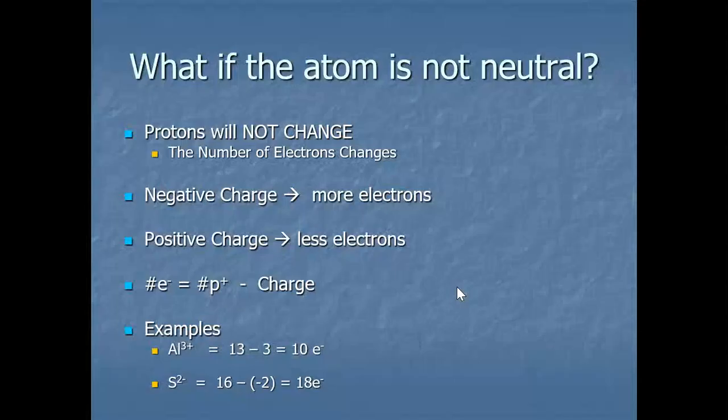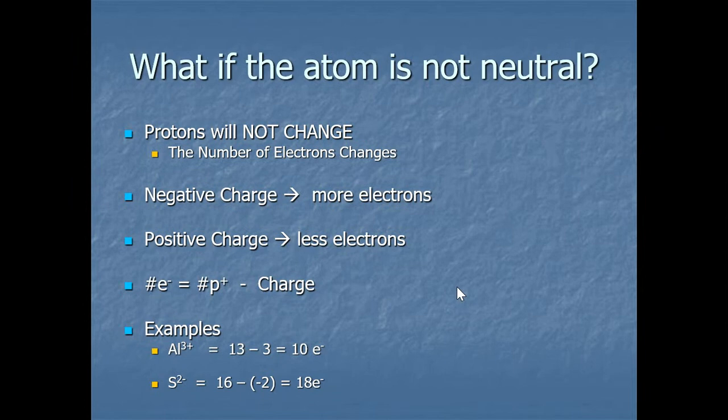Going back to the last unit, we asked ourselves, well, what if they are not neutral? Well, first thing is the number of protons doesn't change. If you change the number of protons, you change the identity of the element. So when you have too many electrons, then you're going to have a negative charge. And if you have too few electrons, that's going to have a positive charge. See, we don't change the number of protons, we only change the number of electrons.